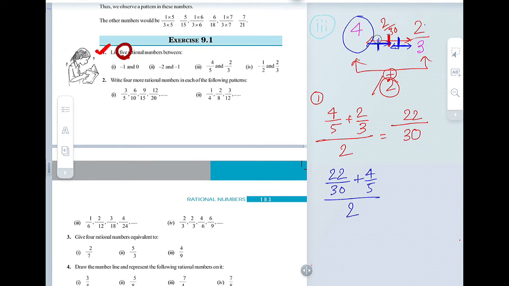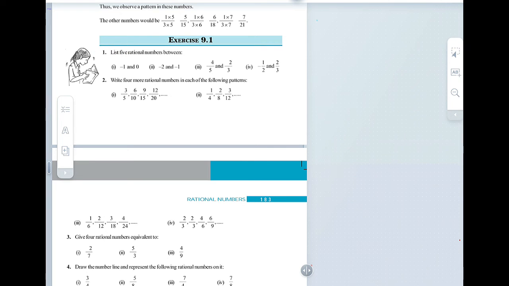So whichever way is convenient for you, you can use that, but the best way is to just find the LCM. If you are getting the numbers, then it is okay. If you are not getting the numbers, then find a multiple of the LCM, make the denominators equal to it by finding the equivalent fraction of that rational number, and you will find 5, 6, 7, 8, any number of rational numbers you are willing to find in between these two rational numbers. Let us do this one.